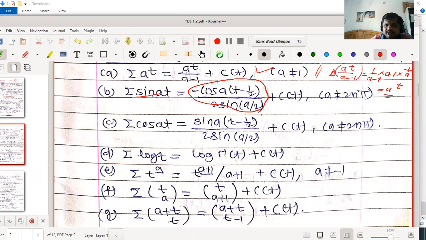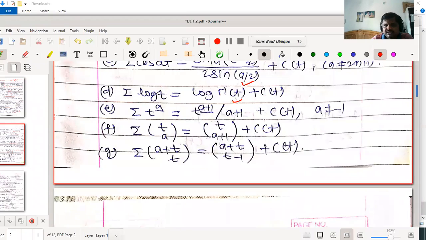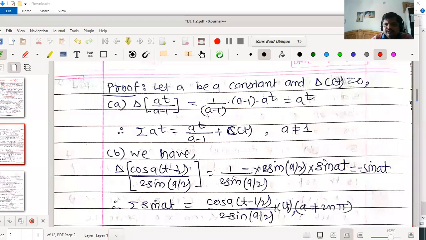Then we have the formula for finding delta of sin at. We have the formula for finding delta of log of gamma t. Then this one and this one. We'll see one by one. Very easy proofs. First proof we have seen.